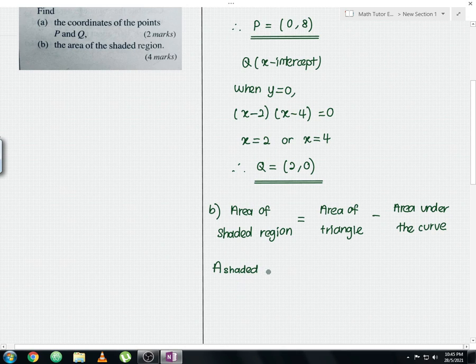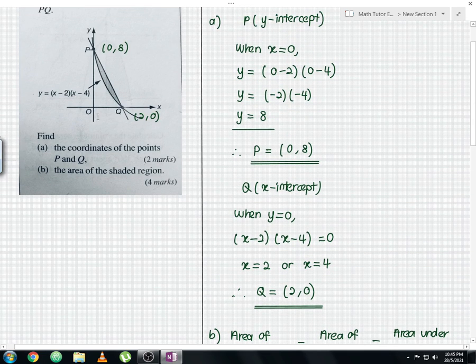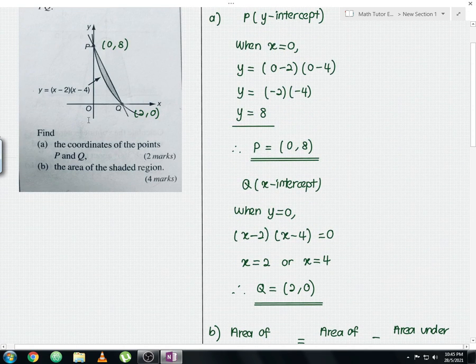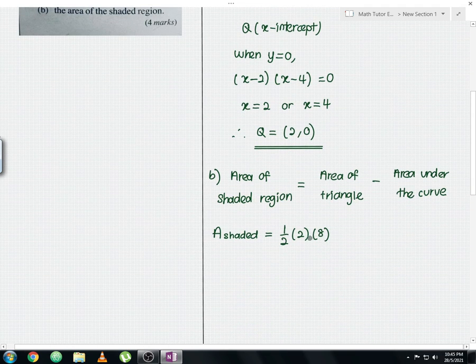Okay, so from here A shaded is actually equals to half, and then you times with the base. From here the distance from the origin to the point Q is actually 2, so our base is actually 2 units. And then you times with the height, which is 8, since the distance from the origin to the coordinate P is actually 8 units. So you're already forming the area of triangle, half times base times height. In this case, your base and height is 2 and 8 respectively. And then you minus with the area under the curve.